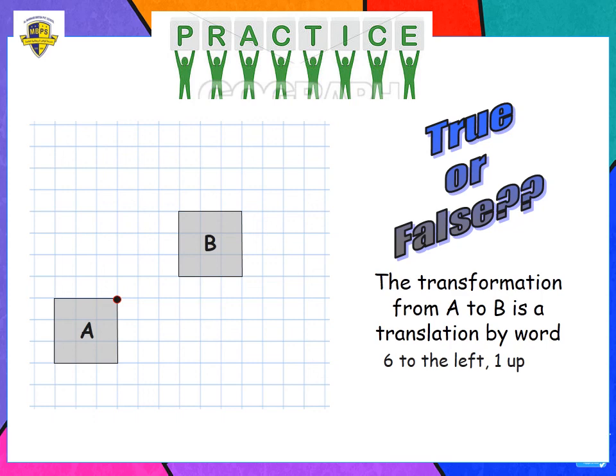Okay, this is the point, and let's check how many steps to the right, how many squares count. 1, 2, 3, 4, 5, 6. So this is 6 steps to the right. Now we check up or down. Good. Up. How many steps? Excellent. So the translation here is 6 steps to the right and 4 up.